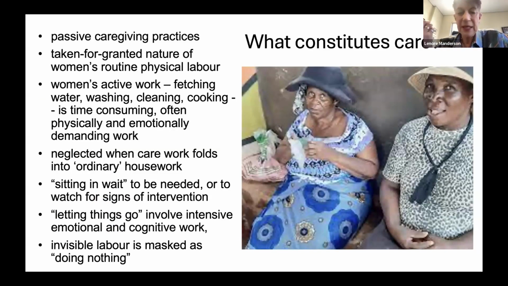What providing care to an older person who is frail and dependent does is load onto that workload. So women are more or less doing a double day, and if they've got little children as well, almost a triple day. They are always doing the work of care as well as the work of maintaining the household. And therefore it's largely made invisible.